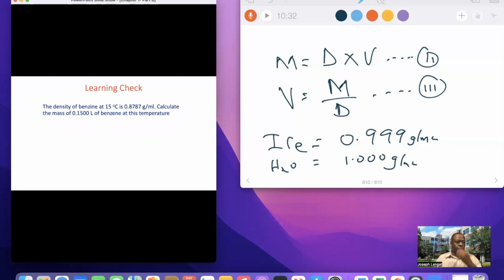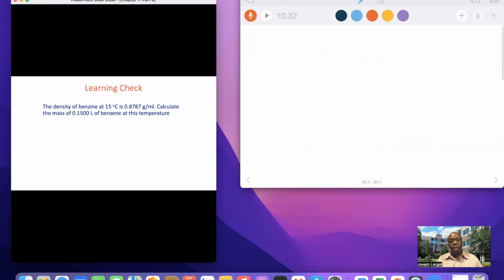Let's see. Learning check. The density of benzene at 15 degrees Celsius is 0.8787 grams per ml. Calculate the mass of 0.150 liters of benzene. This is a critical thinking question in the sense that even though you are given the volume, look at the units for density, look at the units for volume. That means you need to understand 1 liter equals 1,000 ml.